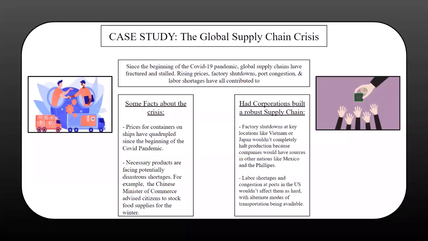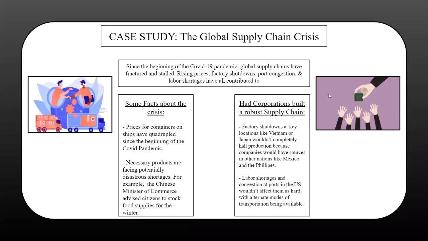One example where robust supply chains would have helped mitigate a lot of risk and a lot of problems for many multinational enterprises is the current global supply chain crisis. Since the beginning of the COVID-19 pandemic, global supply chains have fractured and stalled. Rising prices, factory shutdowns, port congestion, and labor shortages have all contributed to that.